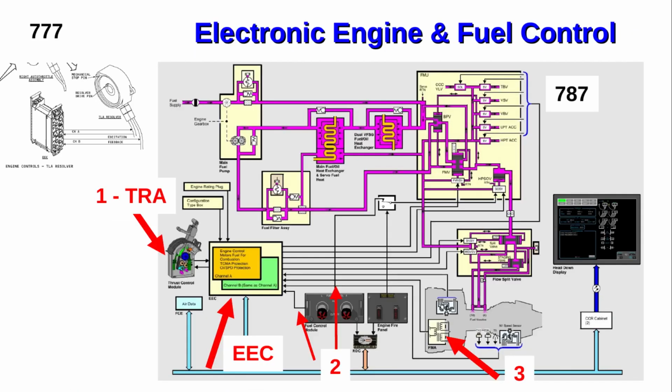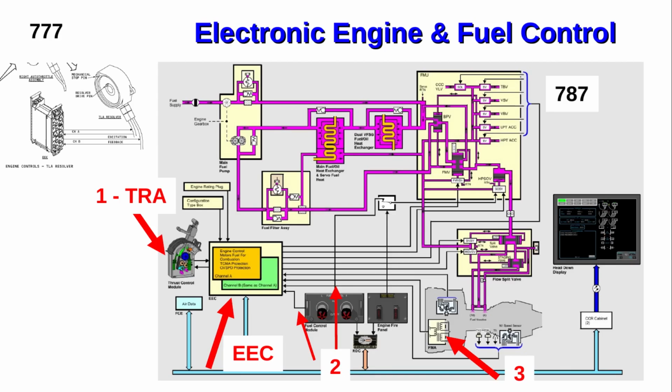The Full Authority Digital Engine Control, FADEC, of which the electronic engine controller is the main component, provides control of all phases of engine operation, including engine startup and fuel control as commanded by the thrust lever position. The signal carrying the thrust lever resolver angle, TRA, labeled as item 1 in the diagram, goes directly from the thrust control module to the electronic engine controller, as is shown in the figure on the upper left taken from the Boeing 777 manual. The electronic engine controller has 2 compute channels that operate in parallel, of which only one has actual control at any one time.